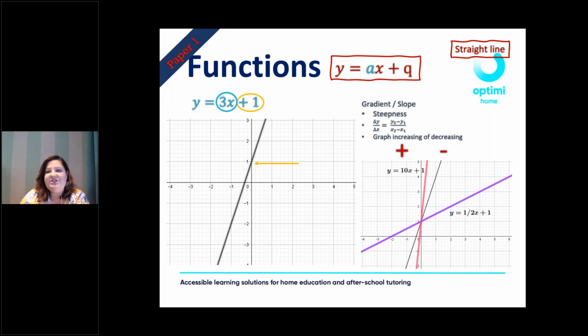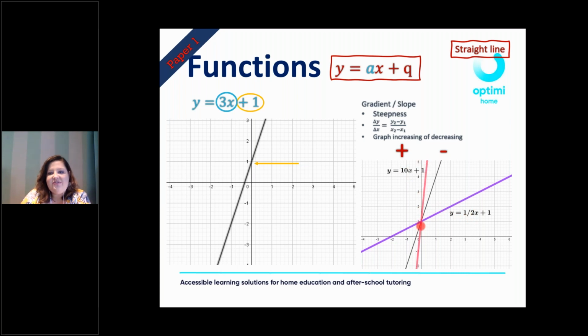I wanted you to see that both of these gradients are actually positive. So this is not written nicely. It should be a half x and this is 10x. So my gradient over here is 10 and my gradient over here is a half. So what can I see over here?